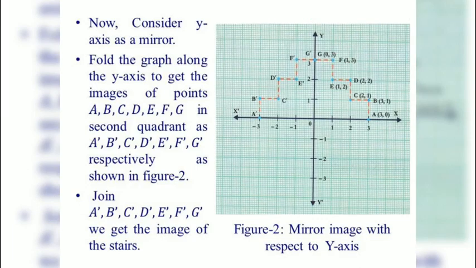Fold the graph paper along the y-axis to get the images of points A, B, C, D, E, F, G in the second quadrant as A', B', C', D', E', F', G' respectively, as shown in figure 2. Join A', B', C', D', E', F', G', and we get the image of the stairs. So figure 2 represents the mirror image with respect to the y-axis.